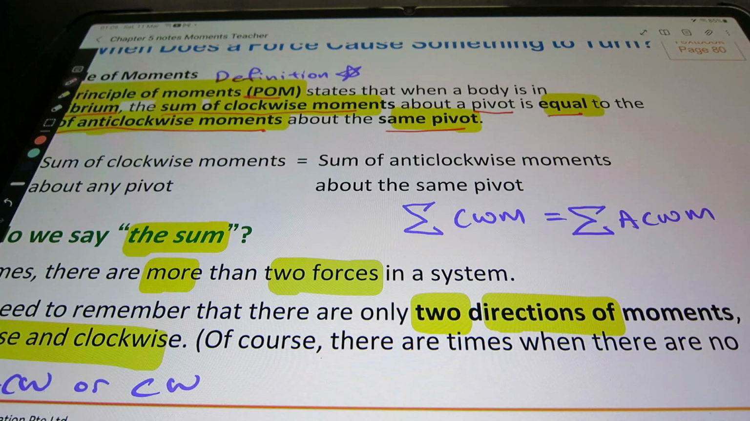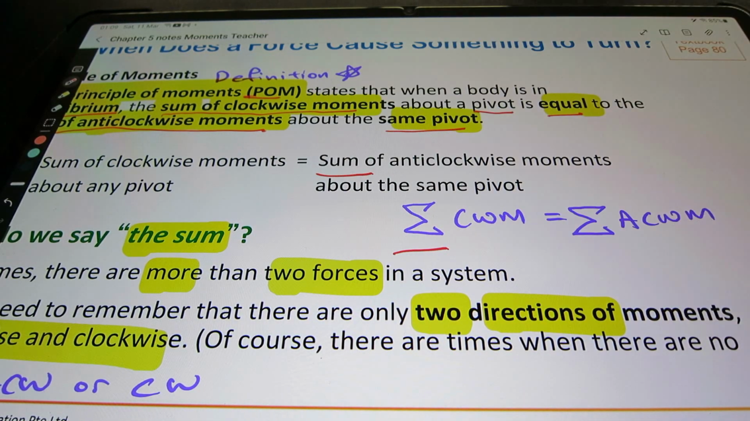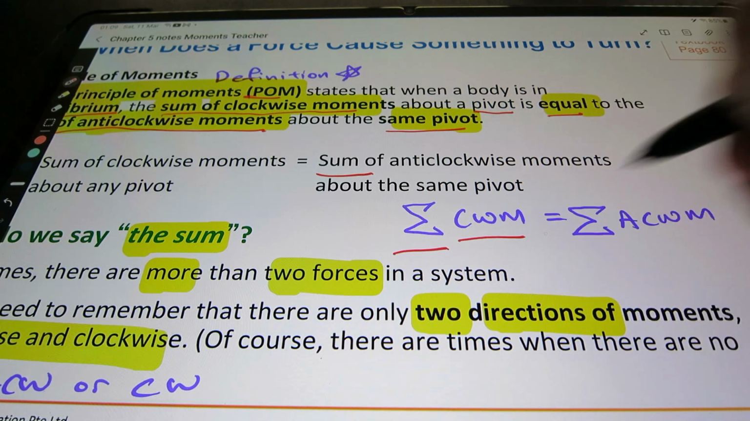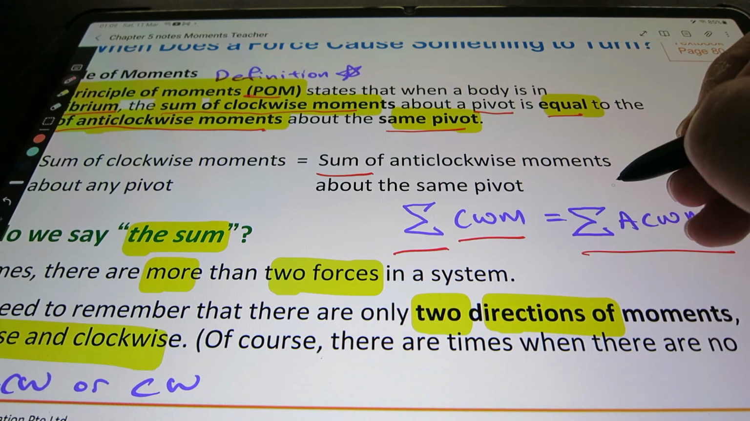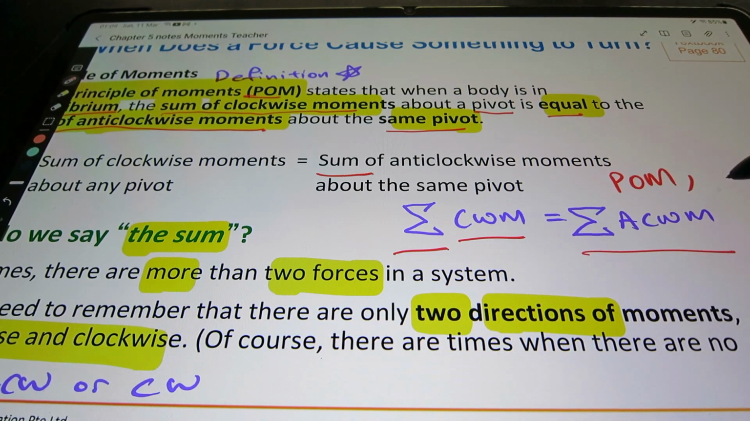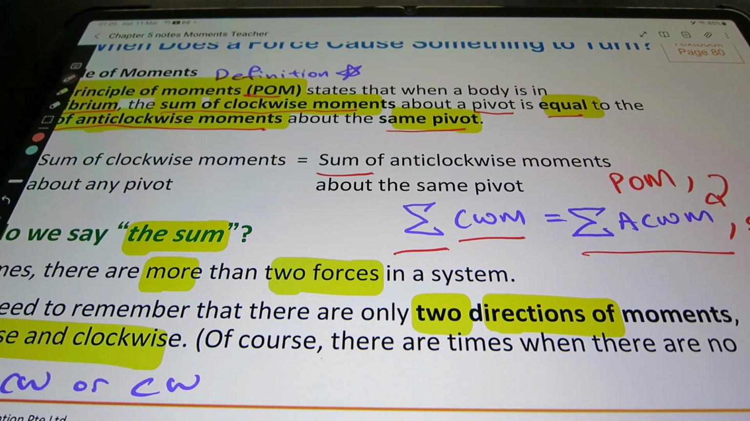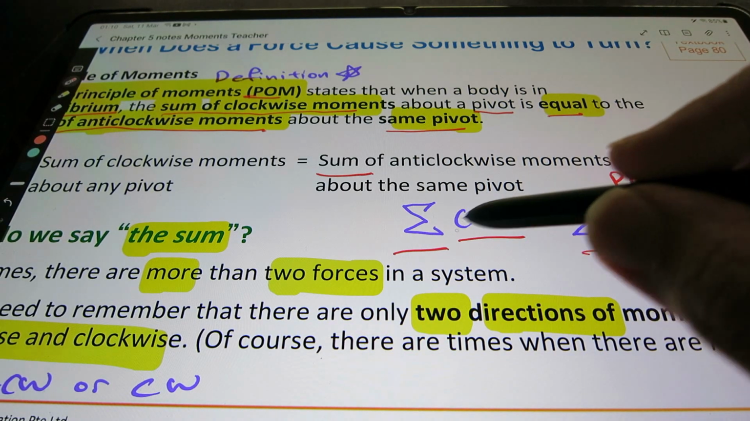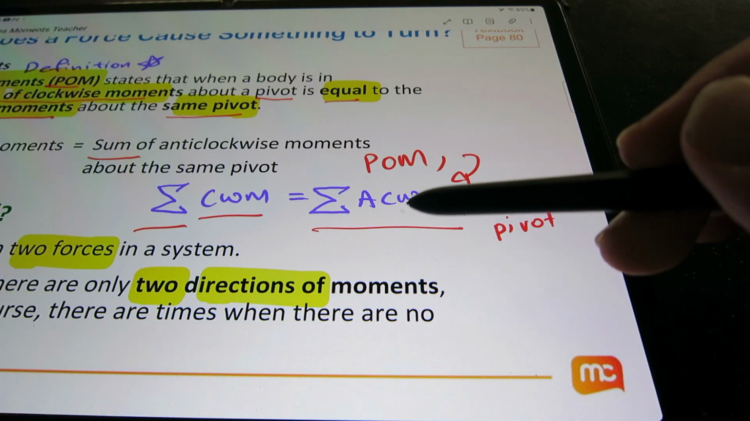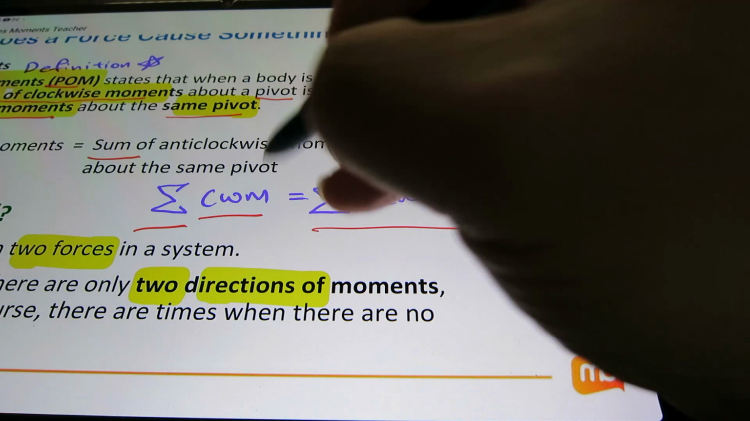Now, just some notation to take note of. I use this kind of notation quite often. This is the mathematical symbol for sum of. So I will say sum of clockwise moments equals sum of anti-clockwise moments. This is called the principle of moments, and in equilibrium, this is true. The important point is that it must be about the same pivot. Now, what if it's not equal?